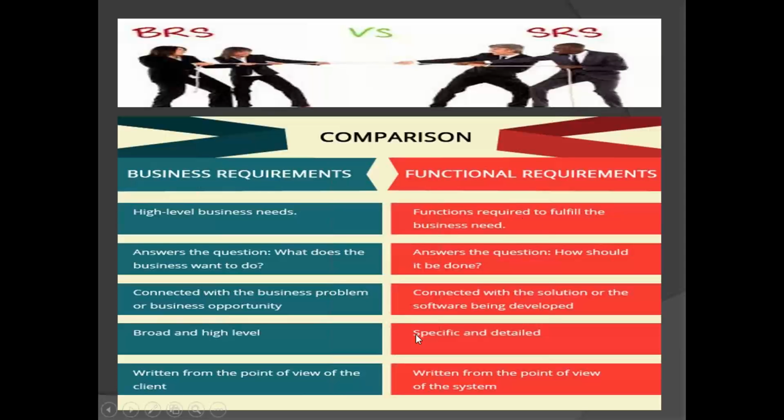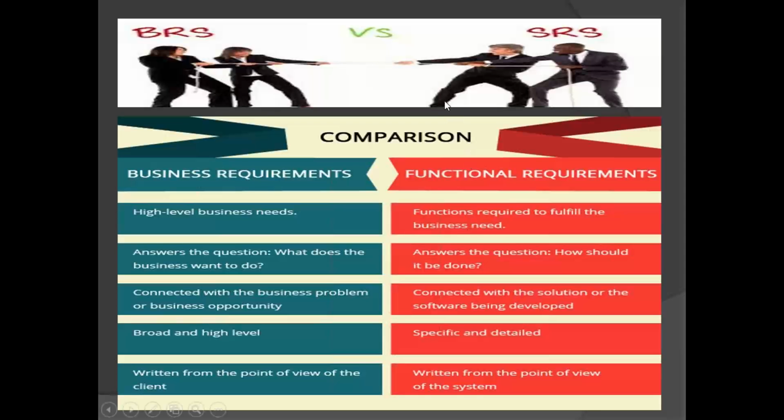So business requirements are broad and high level. Functional requirements are specific and detailed. And business requirements are written from the point of view of the client, and functional requirements are written from the point of view of the system. Okay. This is the comparison between BRS and FRS, or business requirements and functional requirements.